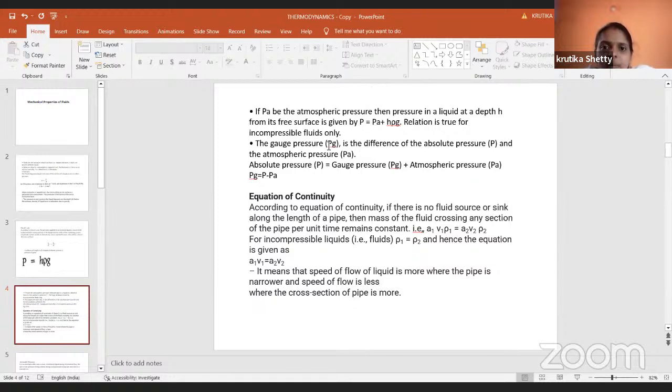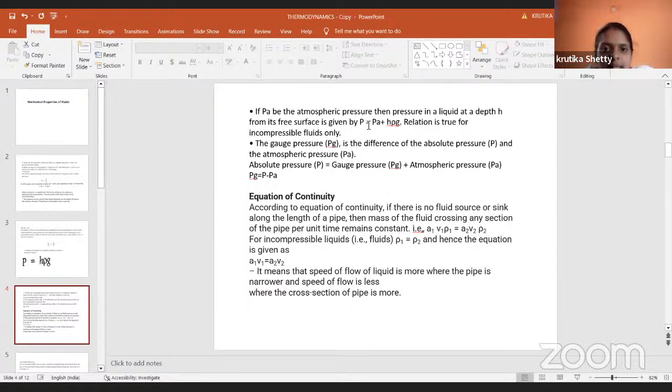Here we study one more pressure, and that is called gauge pressure. So gauge pressure anta andre nu, that is the difference between the absolute pressure and the atmospheric pressure. So ನೀವು ಯಾವಾಗ difference of the pressure ತಗೊಂತೀರಾ ಅದನ್ನ ನಾವು gauge pressure ಅಂತ ಹೇಳ್ತೀವಿ. So ಇಲ್ಲಿ ಗೇಜ್ ಪ್ರೆಶರ್ is equal to absolute pressure minus atmospheric pressure, right?